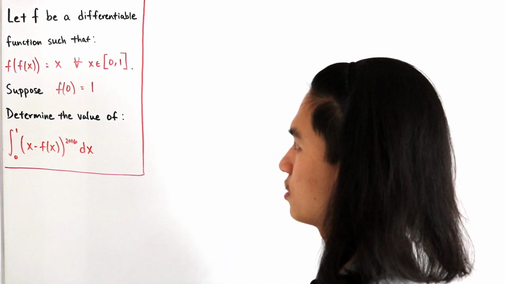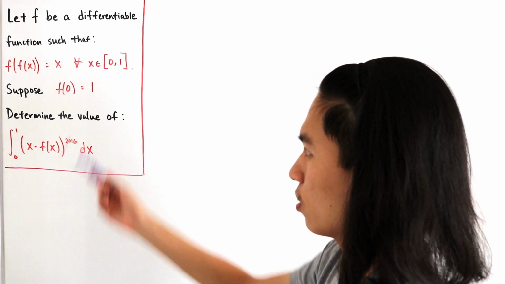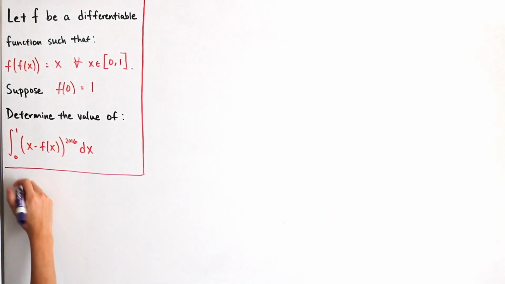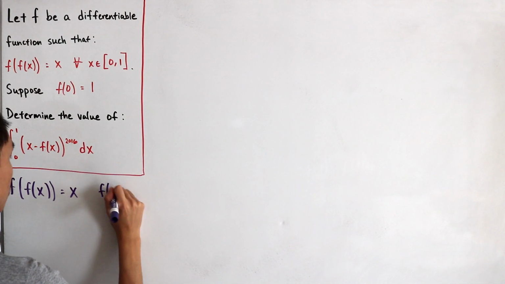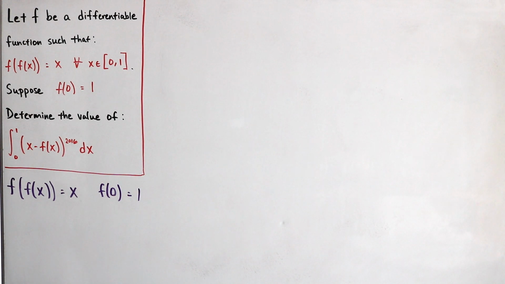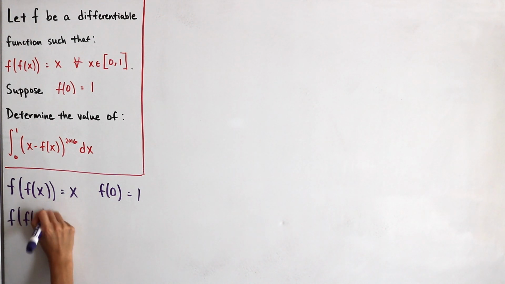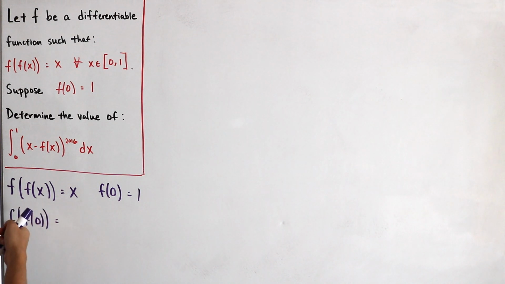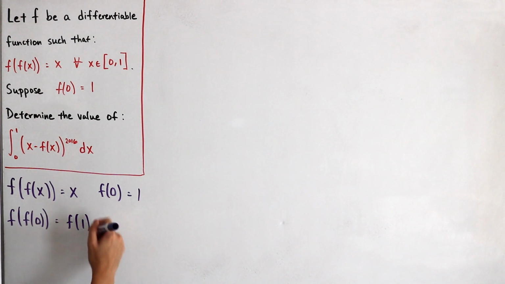So let's start off by defining our composition over here, and we're also given that f of 0 is equal to 1. If I plug the defined value into the composition, we get f of f of 0, which in other words is f of 1. Then when we plug in 0 for x, we get that f of 1 is equal to 0. So we got that.